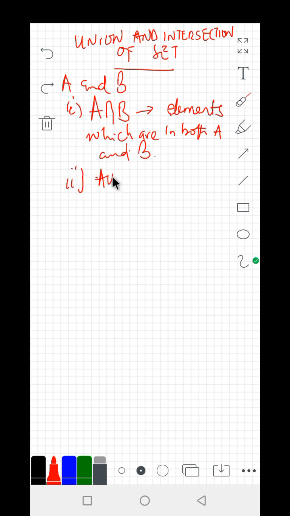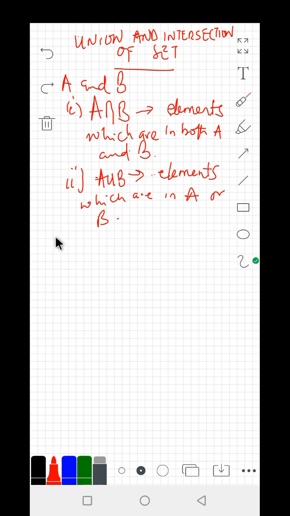The next one is the union of the set. A union B means, this is the symbol for union, A union B means the set that will be formed by A union B will contain elements which are in A or B.